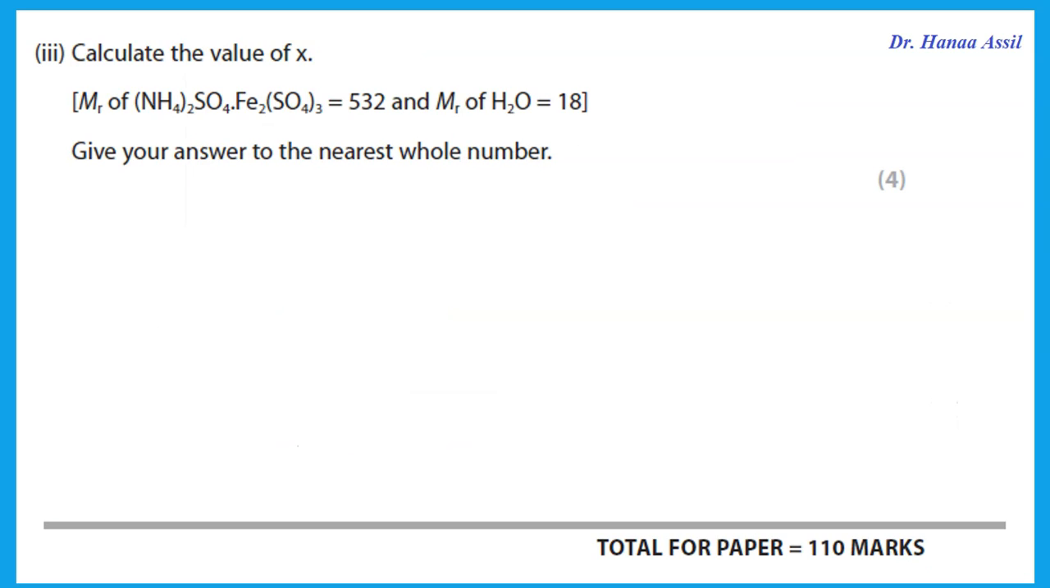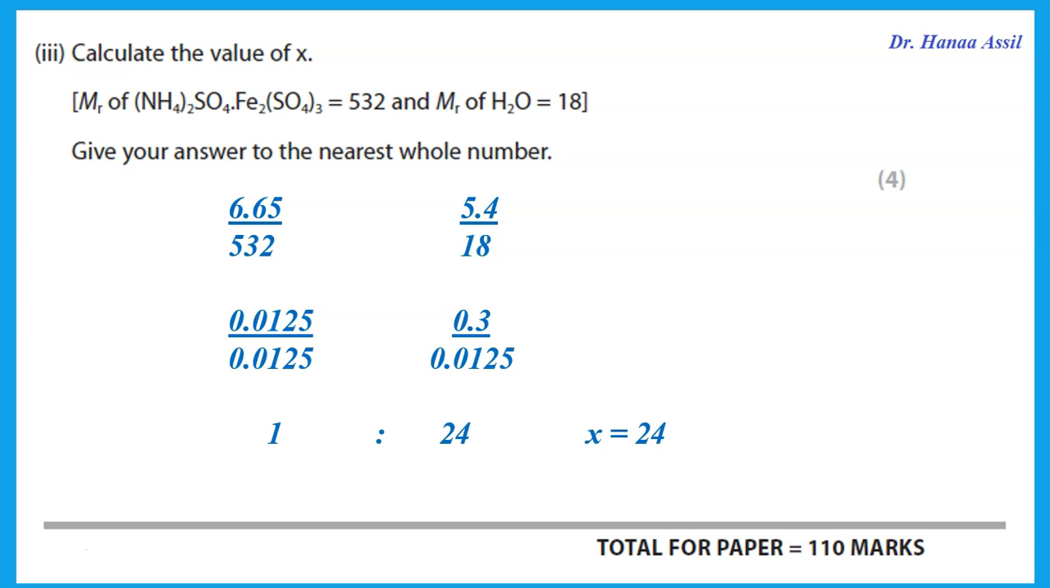To calculate the value of X, we do it as if we are calculating an empirical formula: divide by the MR of each of the molecules, and for the number of moles that come out, we divide by the smallest. This gives a ratio of 1 to 24, and that means that the X in that formula was 24. So it had dot 24 water.